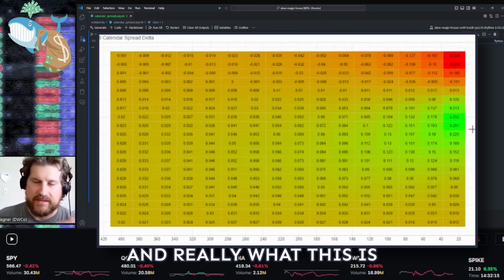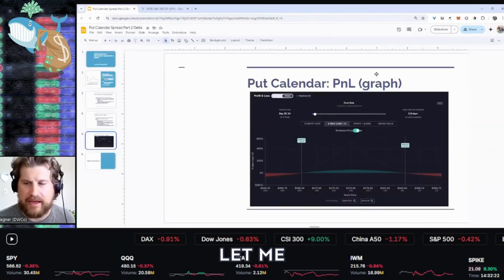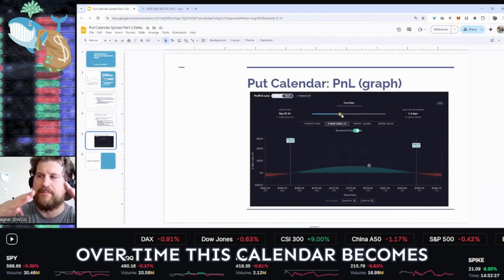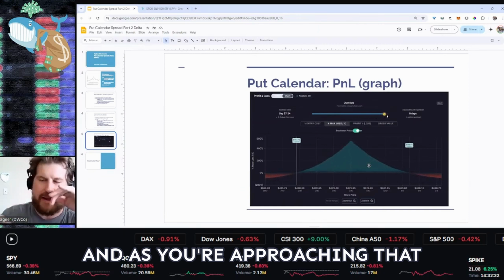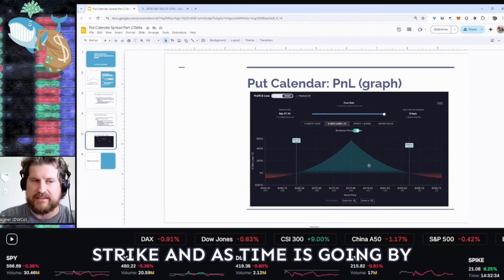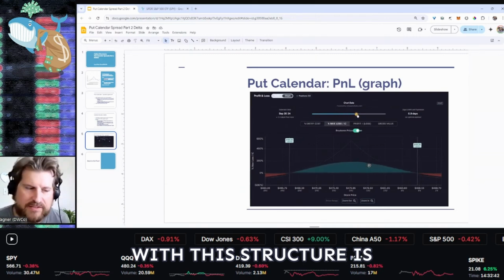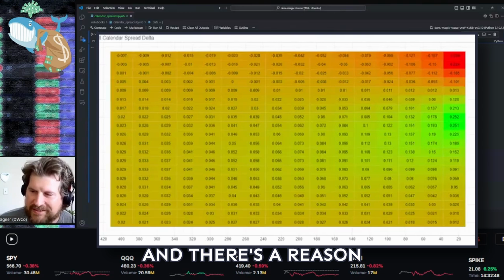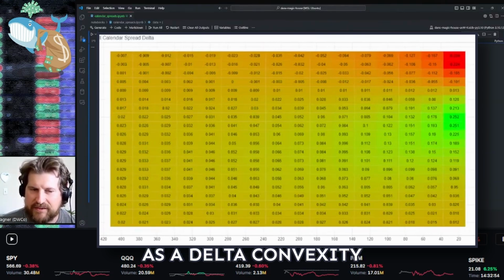And really, this is just an expression you'll recall from our last slide. In this last slide, you saw how over time this calendar becomes closer and closer to a tent, right? And as you're approaching that strike and as time is going by, the P&L, the profit associated with this structure, is getting bigger and bigger. And there's a reason for that, and it's what I'm describing as delta convexity.